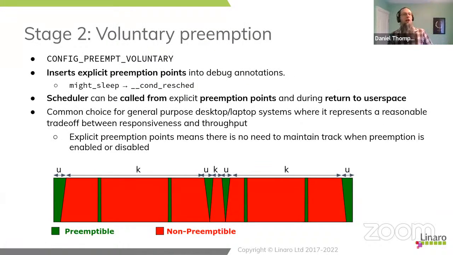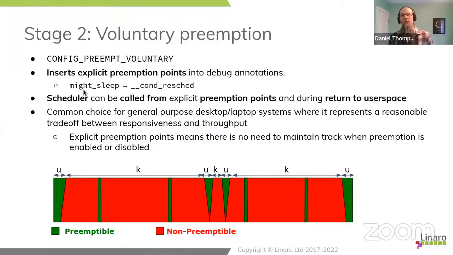Voluntary preemption involves a really, really neat bit of insight. Before voluntary preemption was added, there was a debug feature. You probably know it as CONFIG_DEBUG_ATOMIC_SLEEP, or sleeping while atomic. It's what checks that you do not sleep while you're owning spin locks. And that relies on a debug annotation called might_sleep.